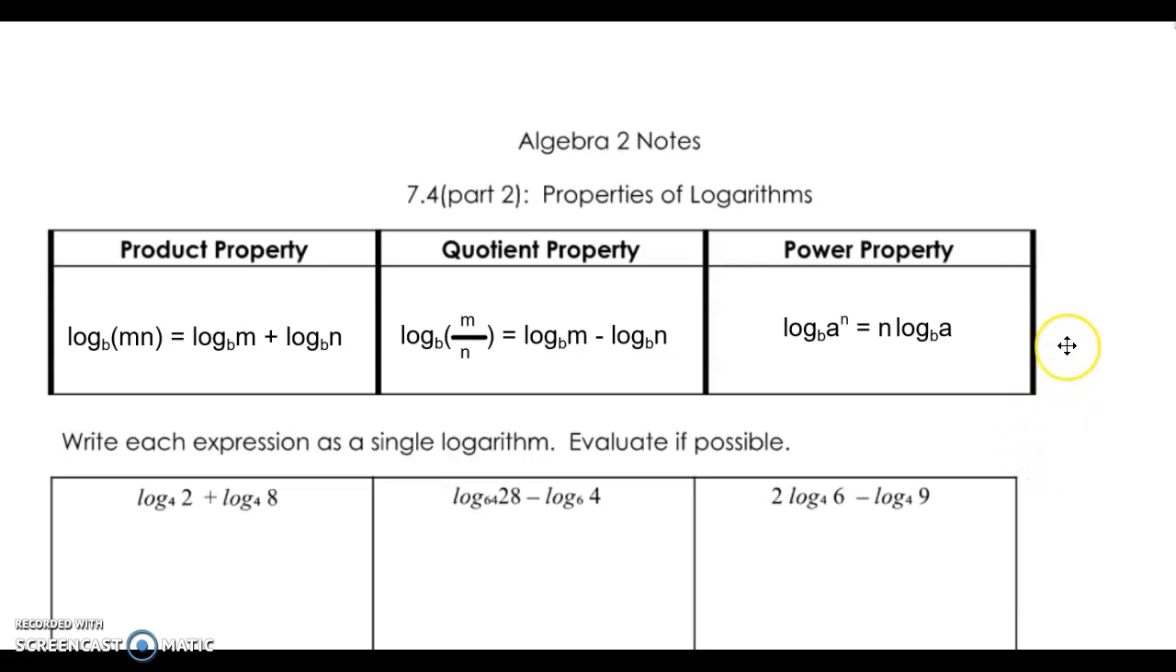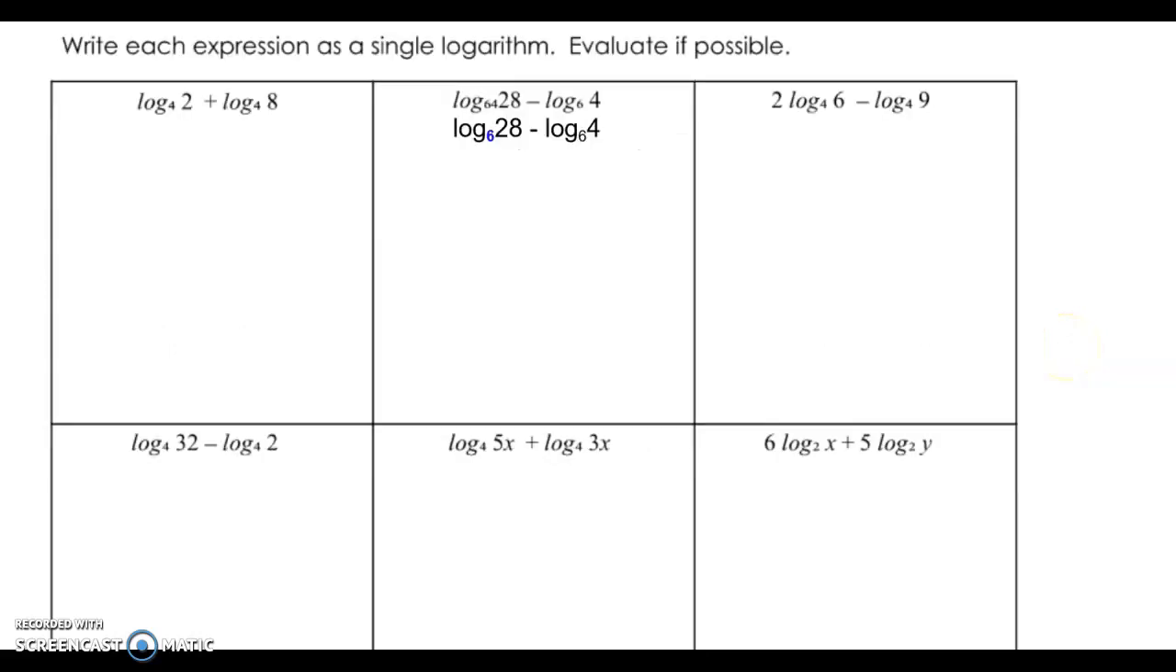All right, write each expression as a single logarithm. Evaluate if possible. Logarithm base 4 of 2 plus logarithm base 4 of 8. Since we see this addition sign, that's going to tell me to use the product property. So we can rewrite this as logarithm base 4 of 2 times 8, which would be 16.